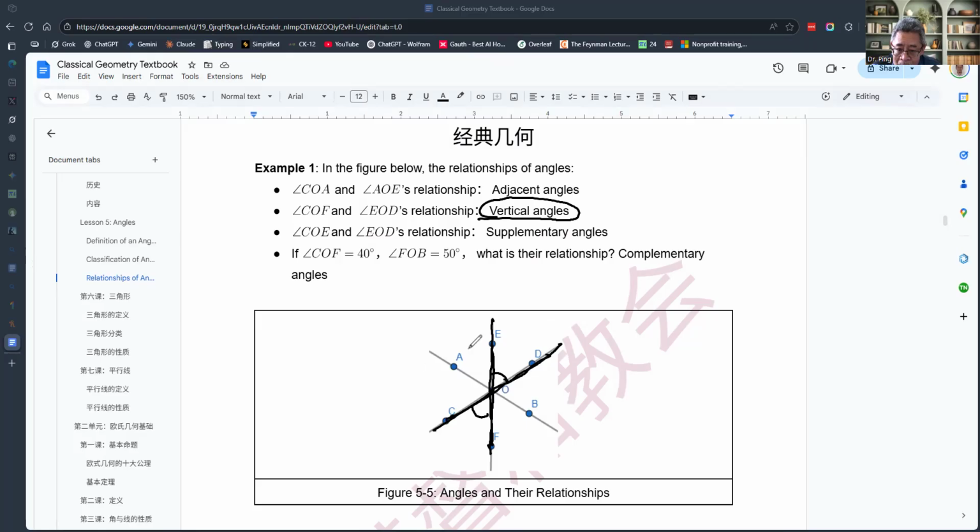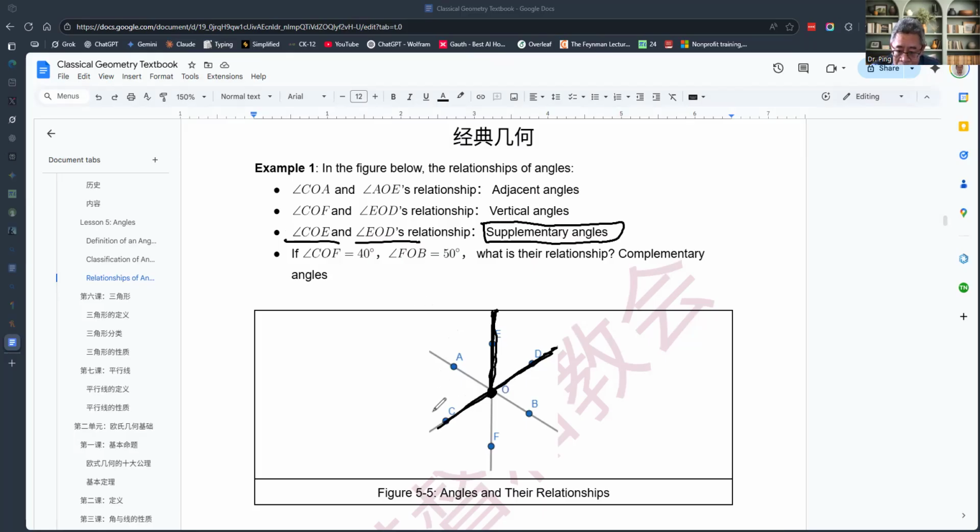Okay, we're looking at COE and EOD. Well, these angles have the same vertex, and they are adjacent angles because they have the same vertex and a common side, but they form a straight angle. So you can see that this is a line here. Therefore, these two angles, COE and EOD, we call supplementary angles.